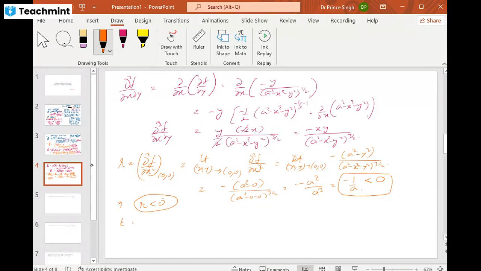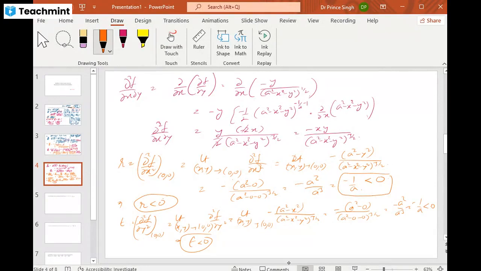Similarly, what about t? ∂²f/∂y² at the point (0, 0). This is the limit as (x, y) tends to (0, 0) of ∂²f/∂y². This is minus of (a² − x²) upon (a² − x² − y²) raised to the power 3 by 2. So this is minus a² minus 0, a² minus 0 minus 0. So this is minus a² upon a³. So again minus 1 upon a, which is again less than 0, which means t is also less than 0.